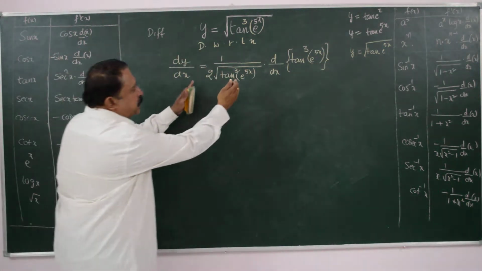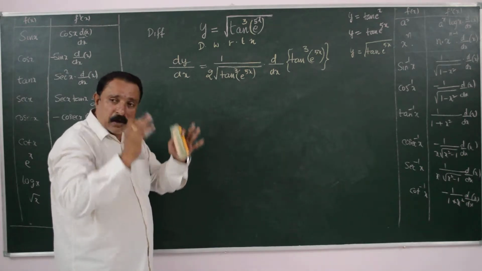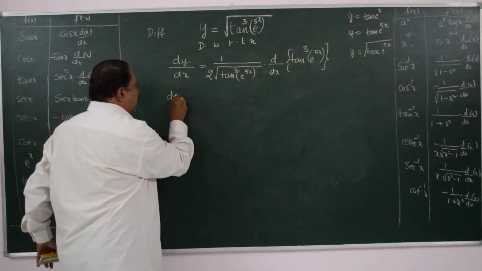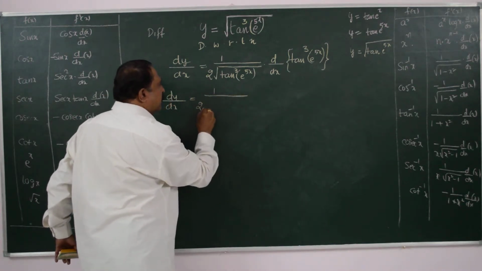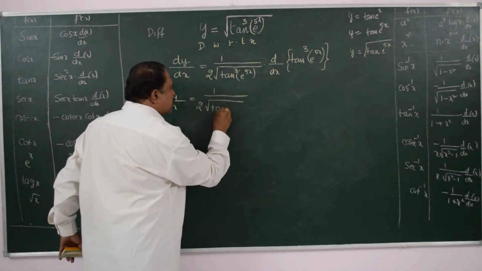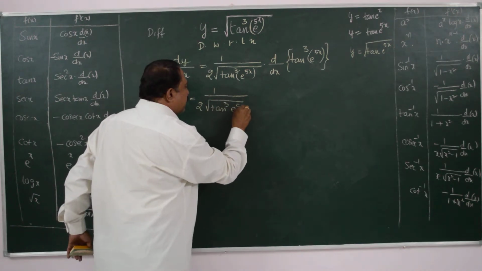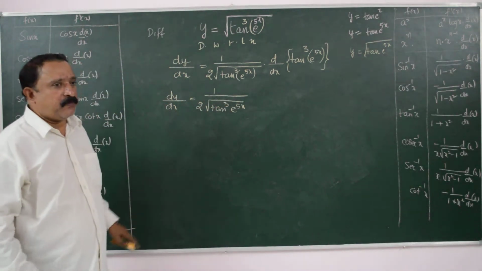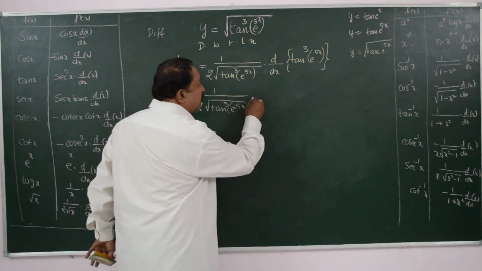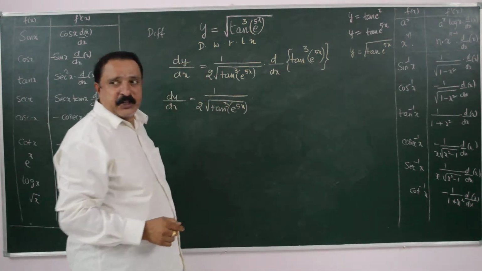Now this component is present as it is, so you also just write as it is. Nothing to do with that. I have just written as it is: 1 by 2 root tan cube e to the power of 5x. But this portion has to be differentiated.